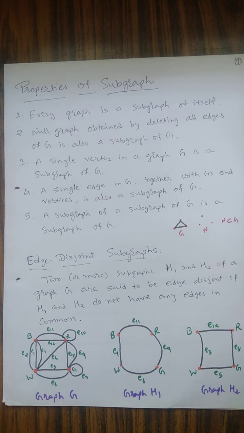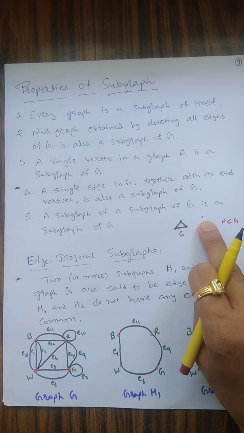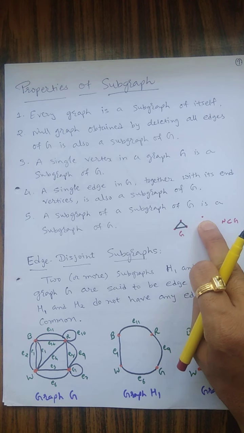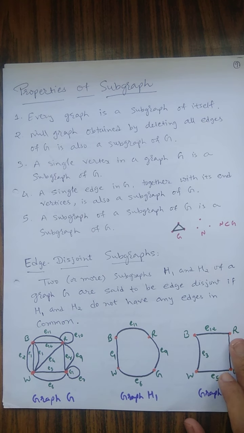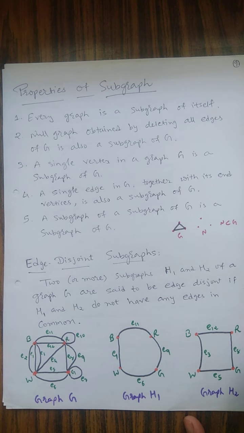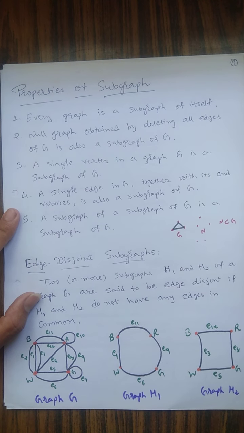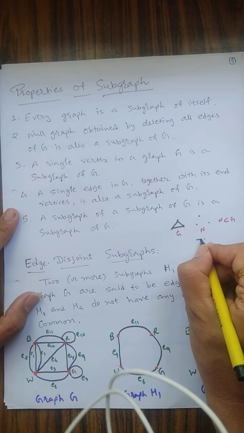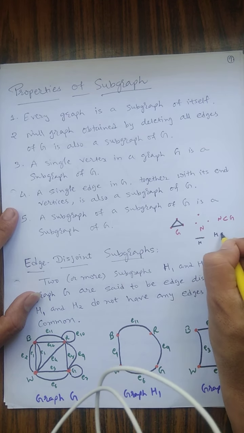A single vertex in a graph G is a subgraph of G. If I don't take these 3 vertices, but only 1 vertex here, then it is also a graph, and it is also a subgraph of G. And another thing, a single edge in G together with its end vertices is also a graph. So if I take another graph, say 2 dots with a single line between them, this is also a graph. If I call it H, then H is a subgraph of G.